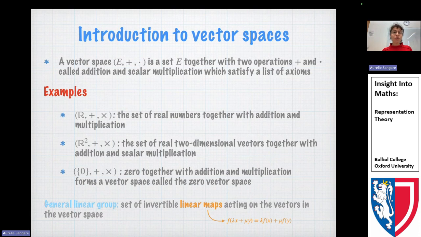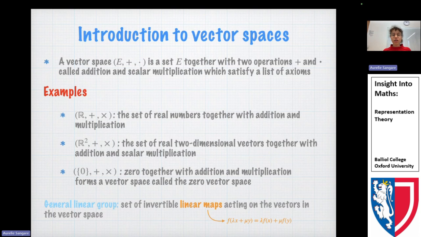And finally, I'm going to give you the most trivial example of a vector space. If you just consider the number 0 and you consider the set which just has the number 0, and you consider this set together with addition and multiplication of real numbers, this also forms a vector space, which we call the zero vector space.